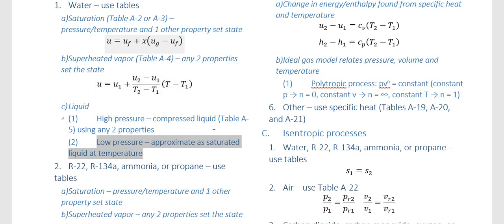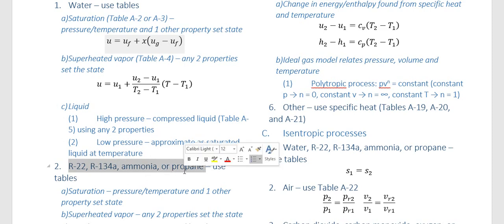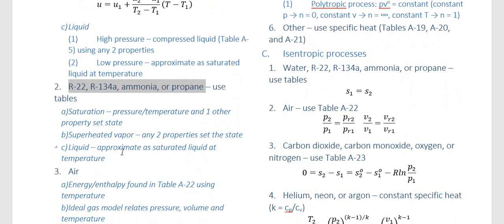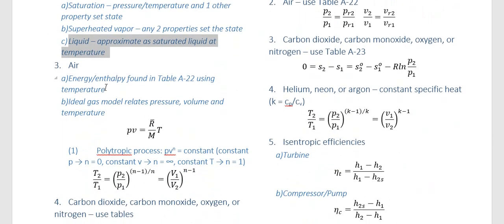If it's water, okay. If it's a refrigerant, such as R22, 134A, ammonia, or propane, you also use the tables. Okay. Now it's the same tables except there's no chance that we have a compressed liquid table. So again, for a liquid, you'll approximate it as a saturated liquid to look up your U or your H value shown there. Okay. If your substance is air, we have table A22 that you can look at energy and enthalpy, using the temperature.